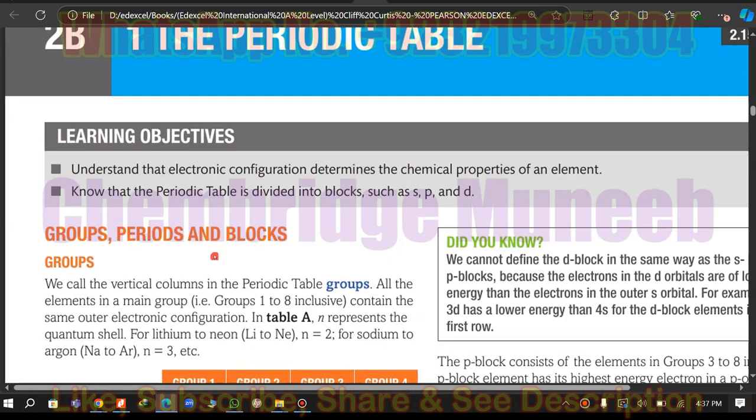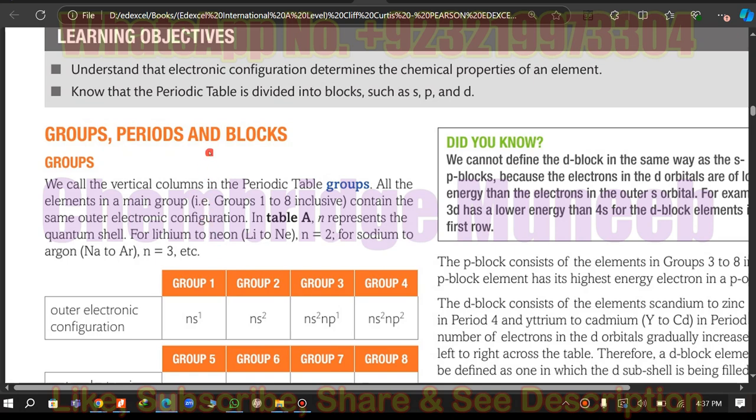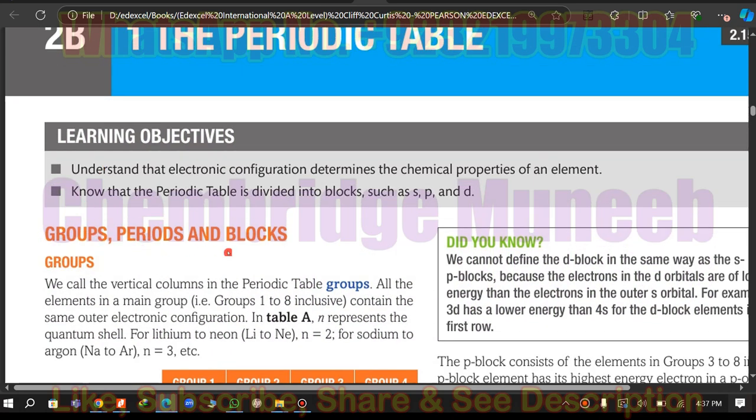Is it clear to this point? Yeah. Okay, now comes the groups, periods and blocks. You must be familiar with groups and periods. What is a block?